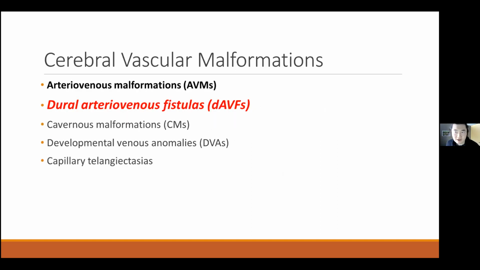Okay, so moving on to dural AV fistulas, and no worries, that was the densest section. It all progressively gets shorter, and the last two are very short. So moving on to dural AV fistulas.